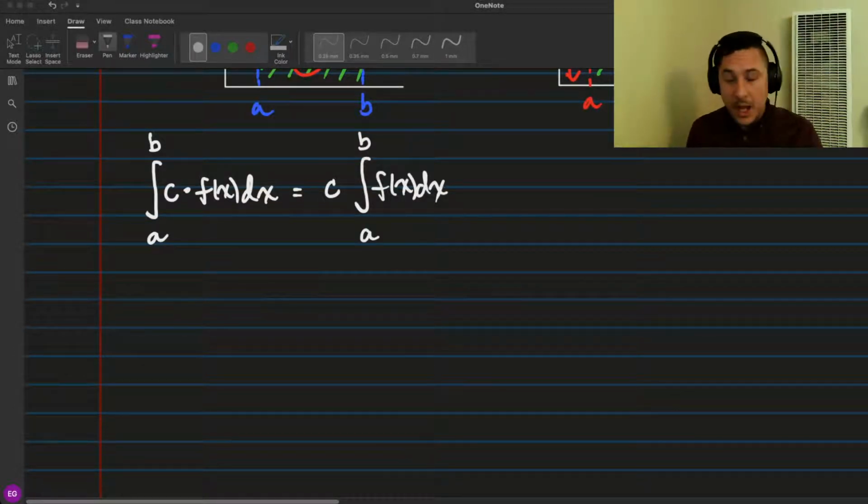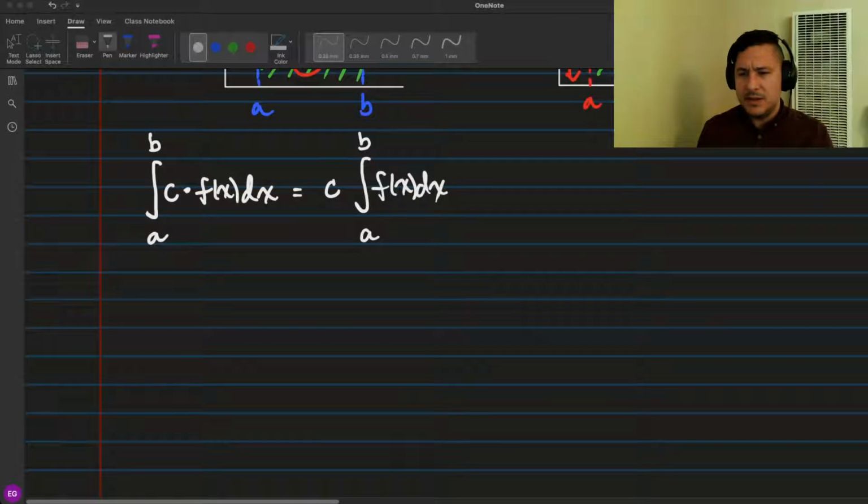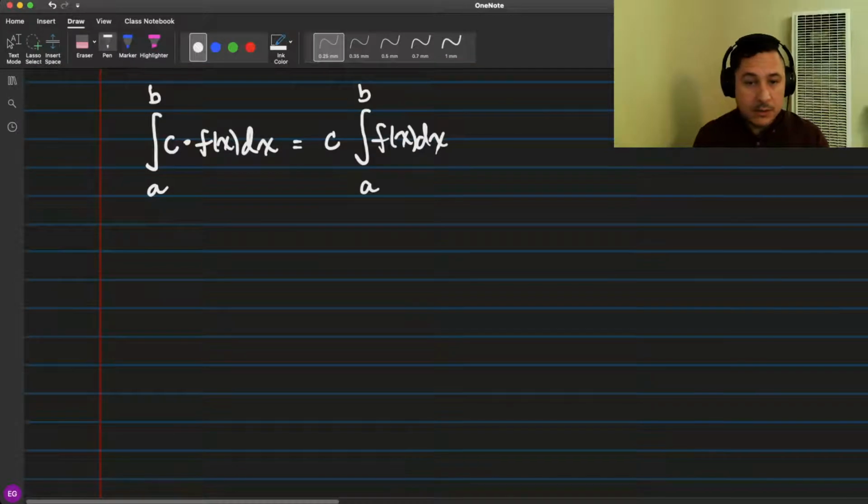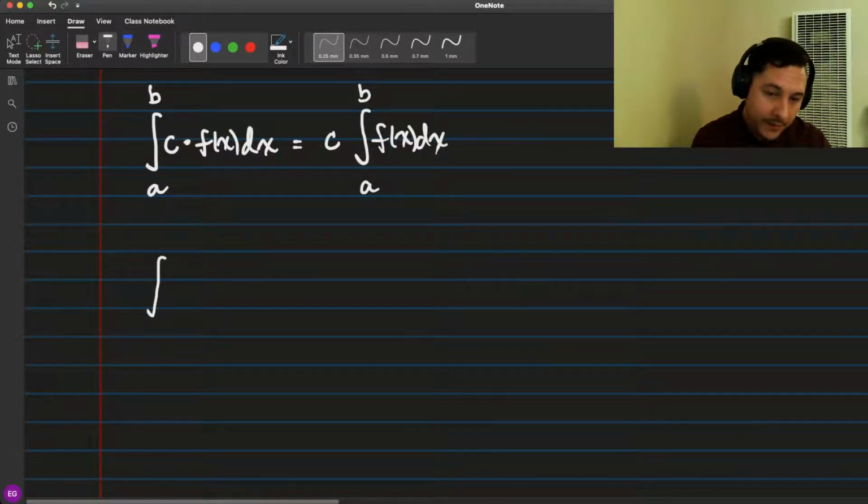Okay. We won't explain why this one works. It works, and the reason why makes a lot of sense. If you graph it, you'll see that it just scales the area by the amount of c. Okay, there's another property you need to know. Let's say that you're integrating from a to b the function f of x.